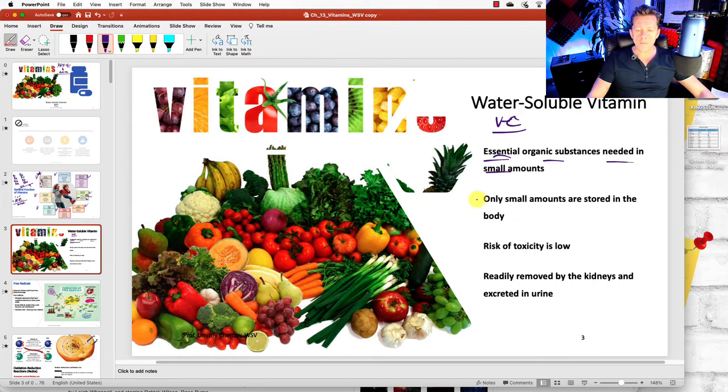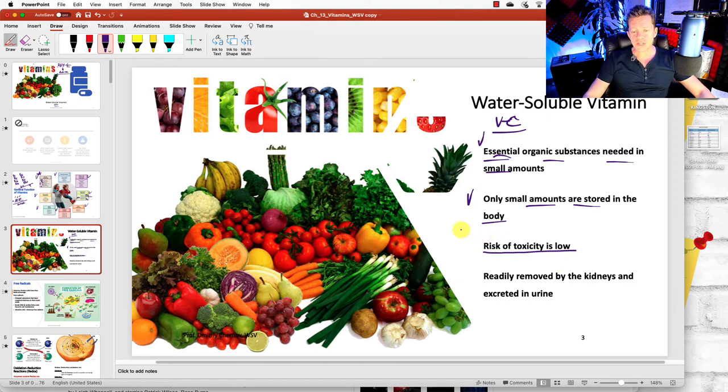Another important thing is that small amounts are stored in the body. It means that water-soluble vitamins cannot reach very toxic levels. Versus fat-soluble vitamins, which can reach very toxic levels, because the body will save them. The body will store them, usually in adipose tissue.